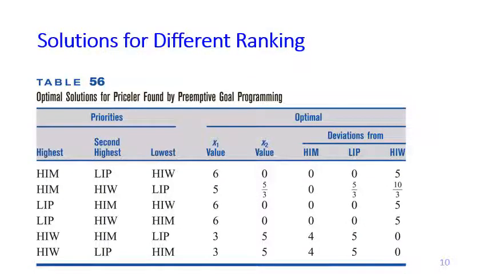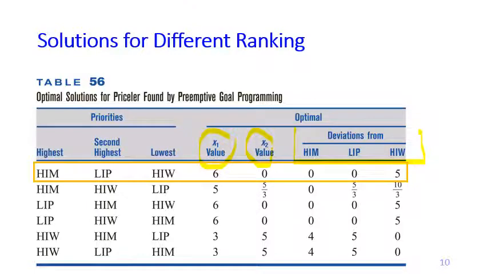Now this table simply shows that when we have a different order of the priorities, we will have different optimal solutions, which means that the number of ads that we purchase will be different, and the number of deviations may be different as well. So this is the one that we have in the example. So the priority is HIM, LIP, and HIW. But you can see that if we have a different ordering, then the solution may be different as well.